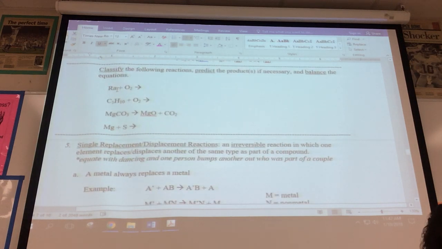We've worked through four classes. We've got combustion, we've got oxidation, we've got synthesis, and decomposition. I think the challenge really comes here where you mix them all together and you want to see if you can tell the reactions apart based solely on their reactants. It's asking you to classify the reactions, predict the products if necessary, and balance the equations.